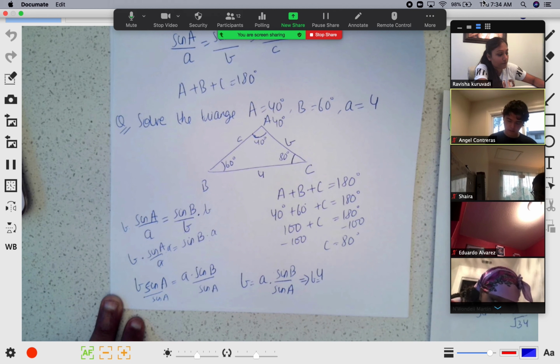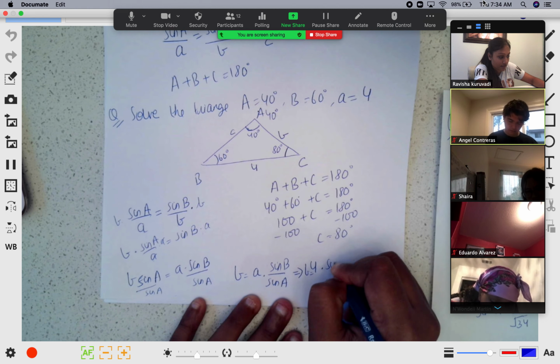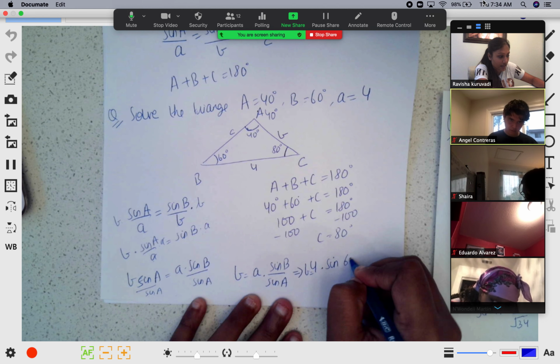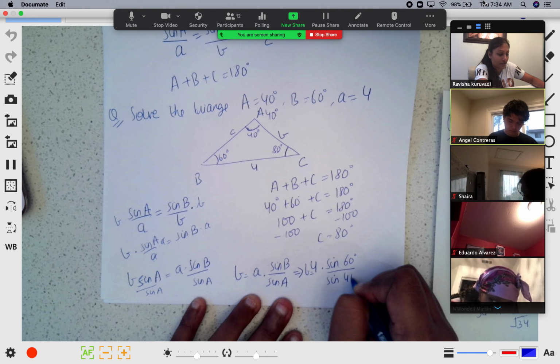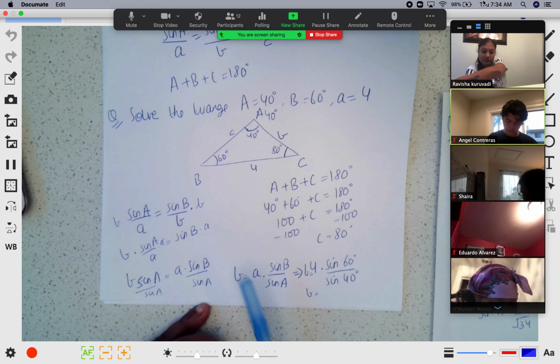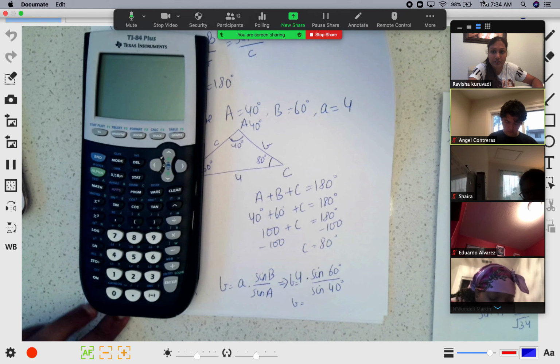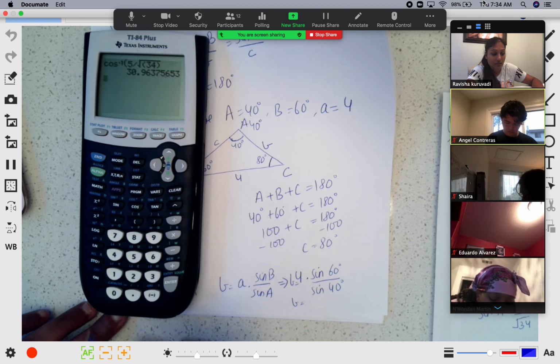Okay, so you get 4 times sine B was what? 60, divided by sine A was 40. So you get B is equal to, let's use our calculators. Take out your calculators, put in the calculator and find the value.